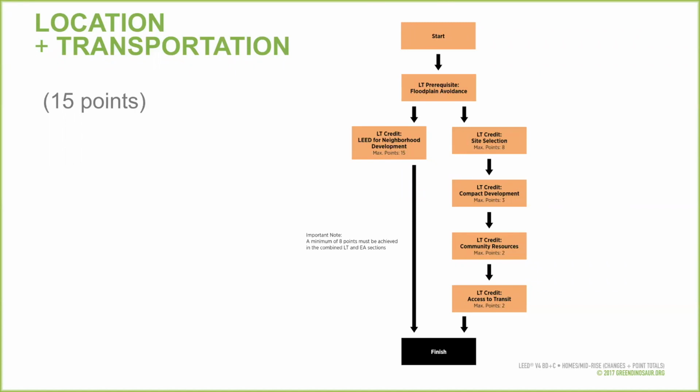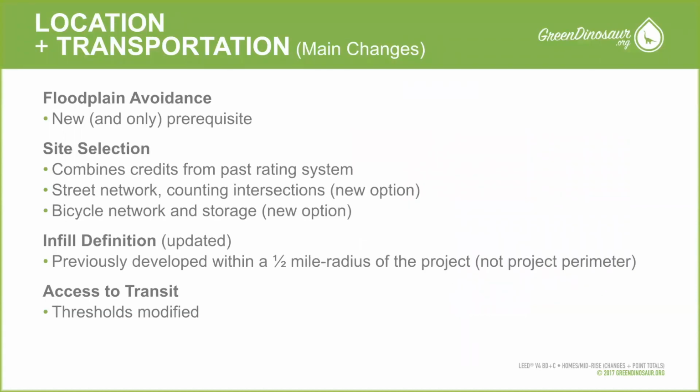Location and transportation hasn't changed much, but takes on credits from site selection. It offers a performance pass through LEED for neighborhood development and a prescriptive pass with the credits on the right. A new prerequisite has been added, which is floodplain avoidance. So this was previously a credit. Now your project site cannot be in a 100-year floodplain as described by FEMA.